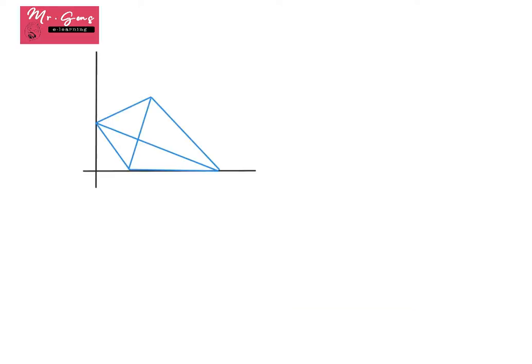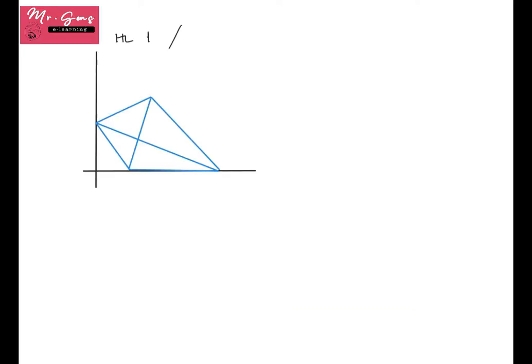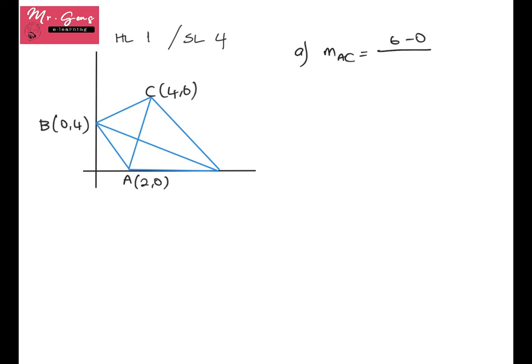Let's start. This is the first one in HL paper and question 4 in SL paper. Start with writing coordinates on the diagram. We are supposed to find the gradients. We will just use gradient formula between A and C. Then we are supposed to find the gradient of BD.